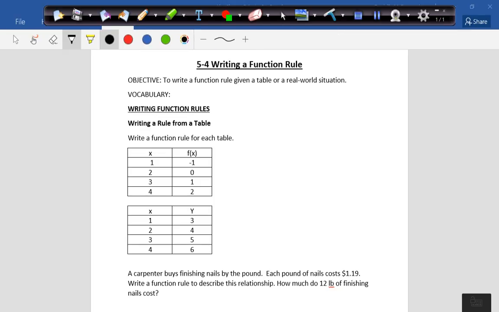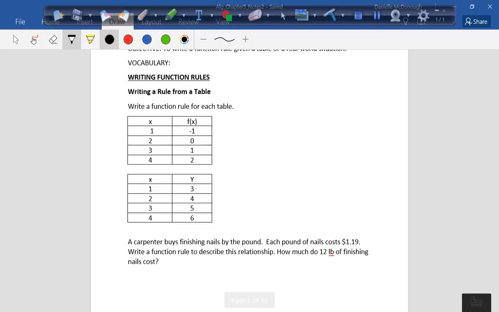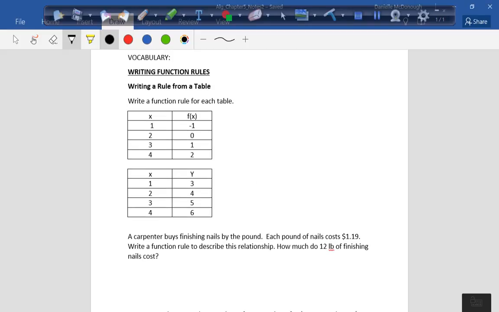There we go. Okay, so we're going to look at the function rules and the tables that we have here. And when we have a table, what we want to do is write a function rule for each table. So we want to ask ourselves, what can I do to x to get to f of x? So what can I do to 1 to get to negative 1?